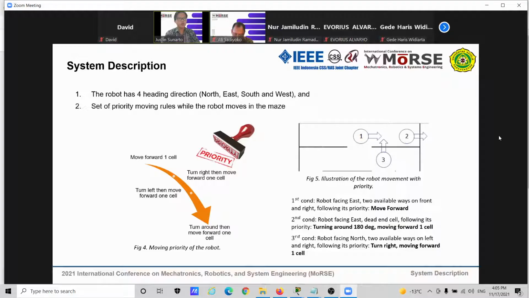The second condition is the robot is facing east and is located at a dead end cell. That means there is no other possible way, and the robot will follow its 4th priority to turn around 180 degrees and move forward 1 cell. And the third condition is when the robot is facing north, there are 2 available ways on the left and the right side of the robot. By following its second priority, the robot will turn right and move forward.